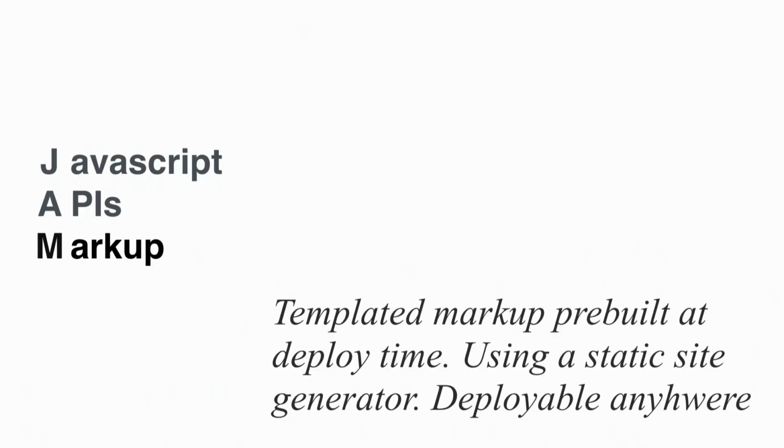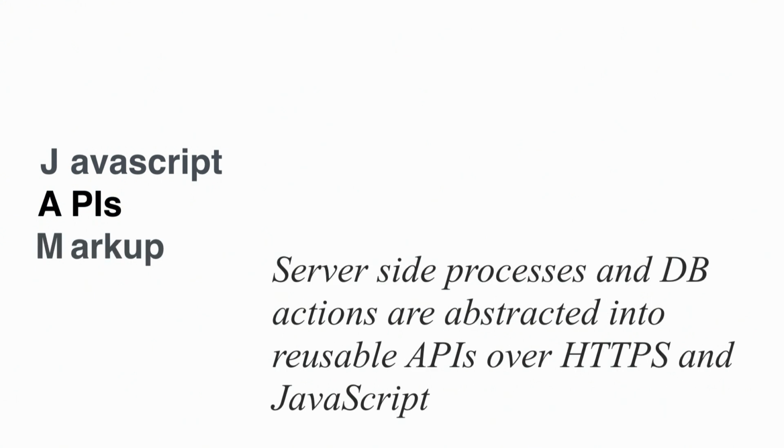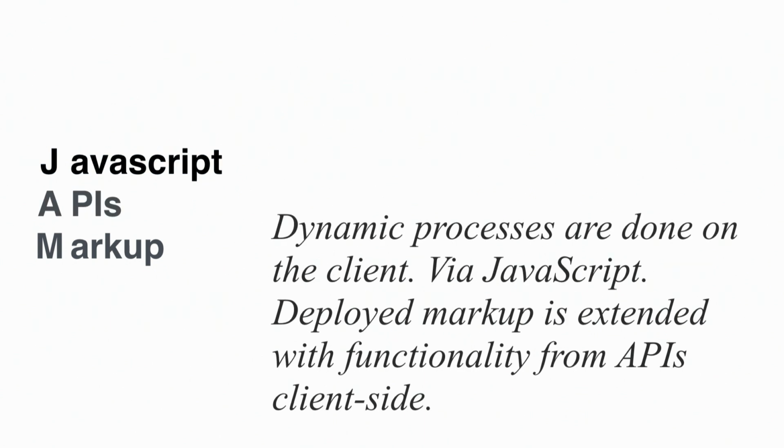The bottom layer, for me the most important one, is templated markup, pre-built at deploy time, so we can serve robust, resilient, and stable websites. Then we have APIs to take care of all the dynamic stuff, like fetching content from a CMS or having some computation done on a server. And we use JavaScript on the client side to swap out content.